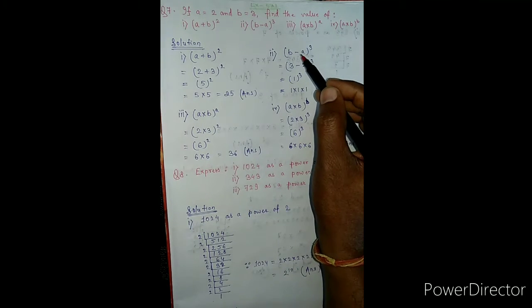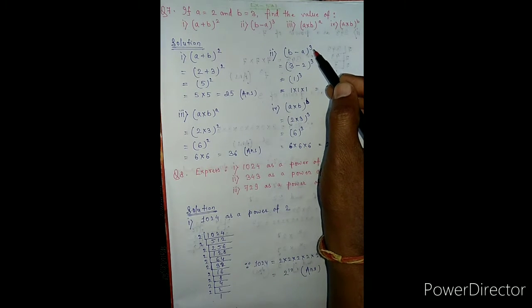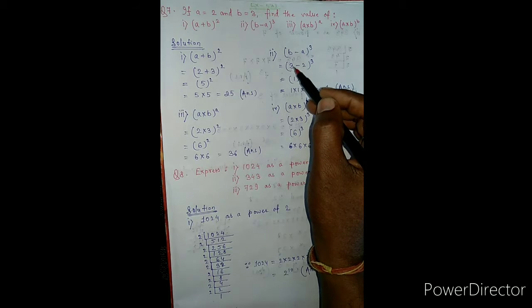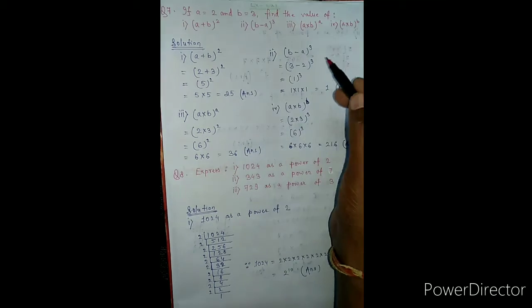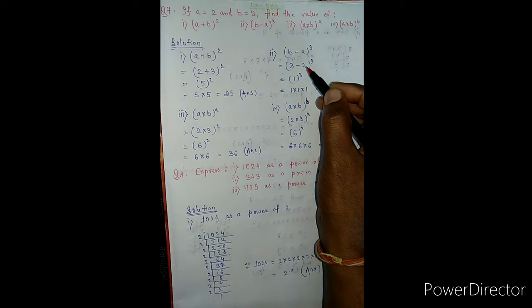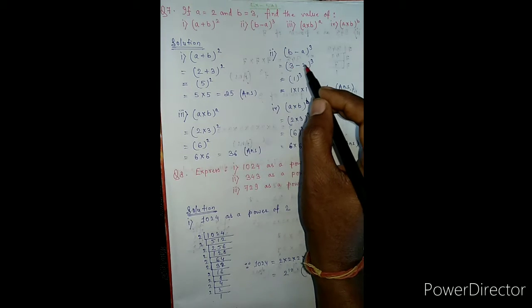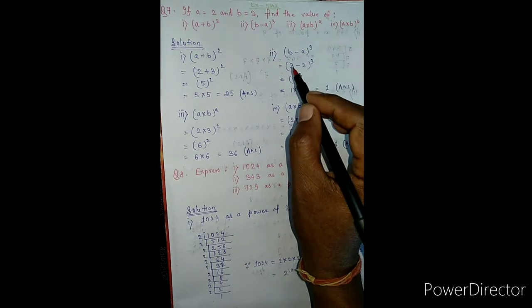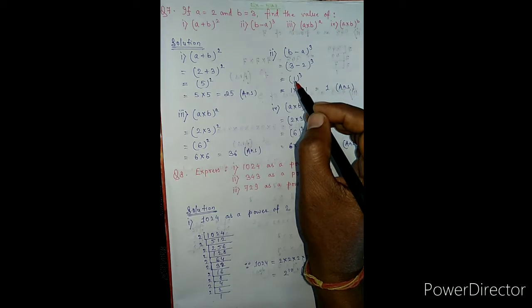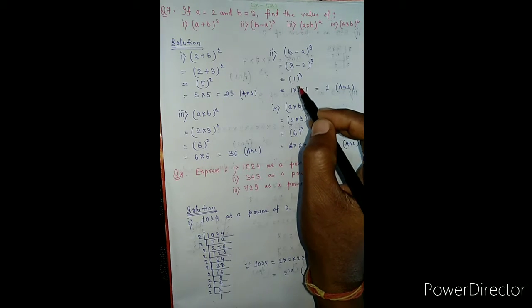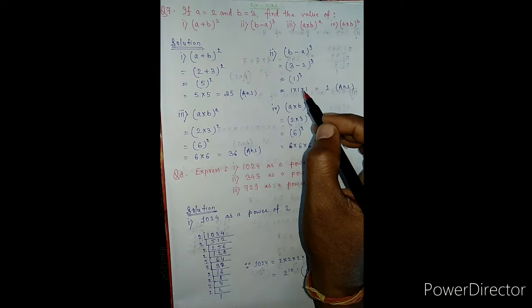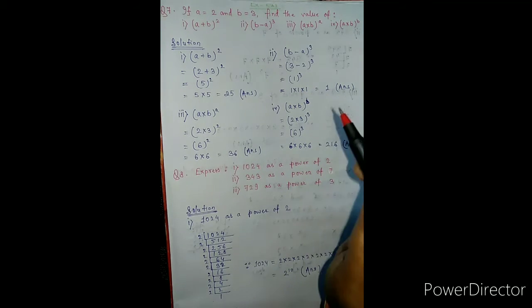Second question, (b - a) and its power is 3. So in place of b we will write 3 because it is given b equal to 3, and in place of a it will be 2. So after subtracting, 3 minus 2 we get 1. Now write 1 three times and multiply it. So 1 into 1 into 1 equal to 1. So this is the answer.